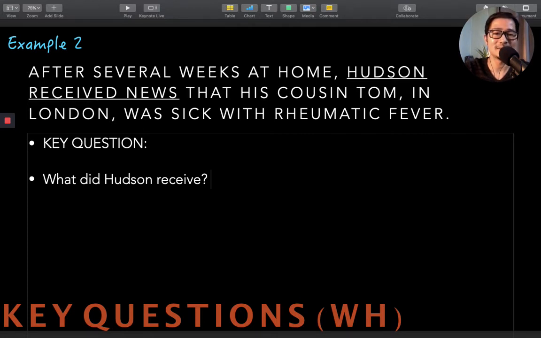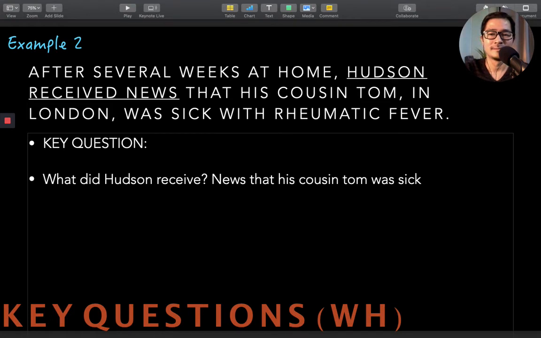And what did he receive? News. Yeah, that's it. News. But of course that's grammatically correct, but it doesn't make sense, right? What would be the next question? What news? What news? News that his cousin Tom was sick. Okay? Yeah, you heard me ask that question. So what if I want to ask a specific question because there is a specific answer in the sentence? So in this case, I can say, what news did Hudson receive?